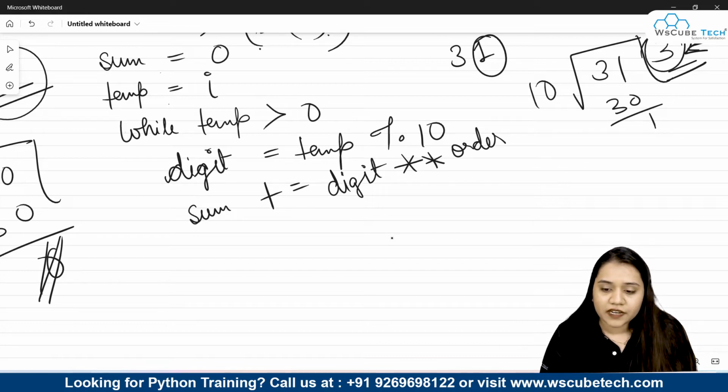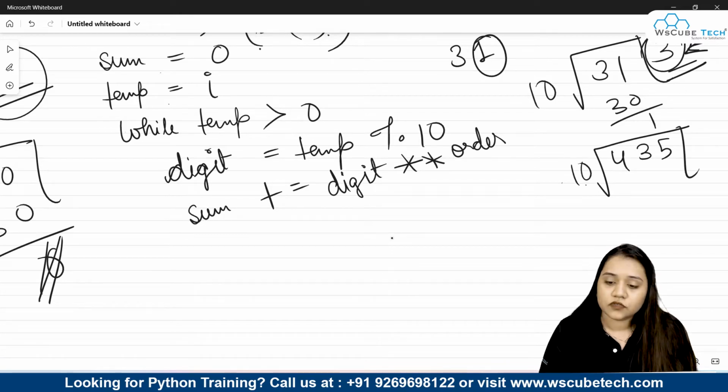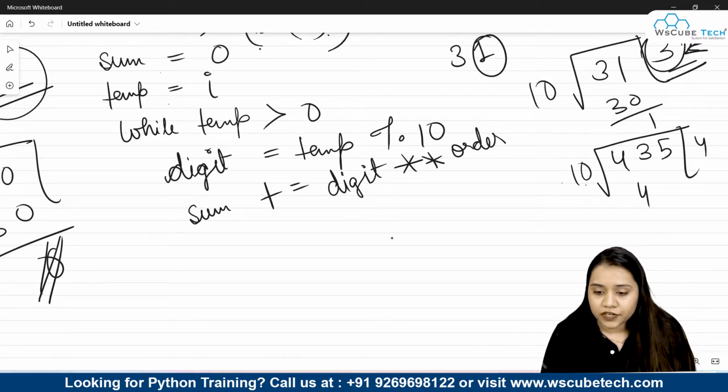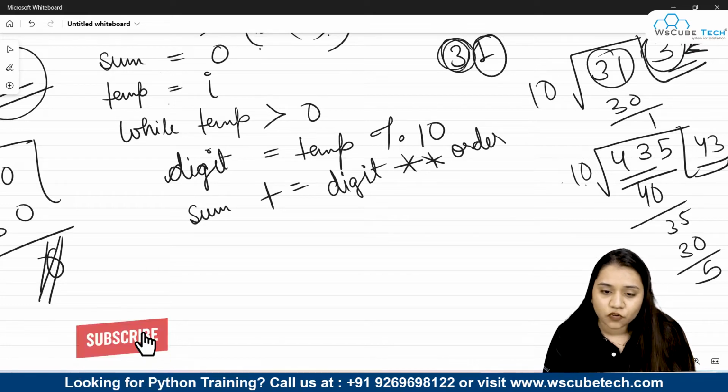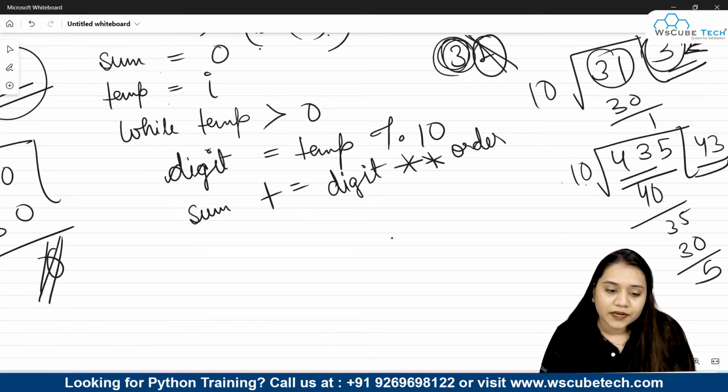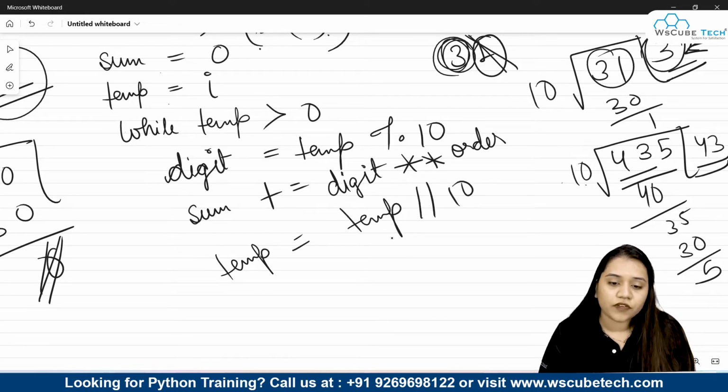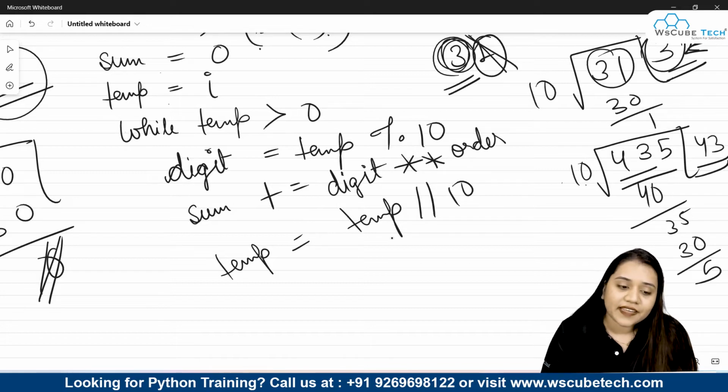Suppose I had taken any other number, let's say 435. I would divide this by 10, so the quotient would be 43, since 10 times 4 is 40, and in 35, 10 times 3 is 30 and the remainder is 5. So in this case we obtain 43, that means the remaining two numbers. We need to eliminate the last number, so inside our temporary variable we make this change: temporary equals temporary floor division 10, and this is how we obtain the 43. With the 43, again this loop will iterate.